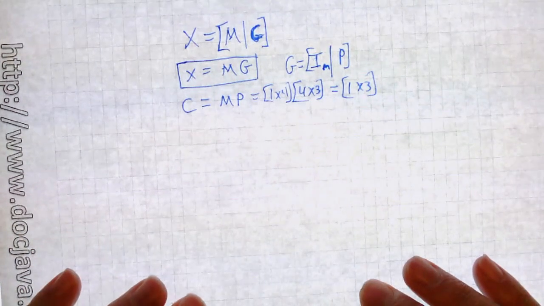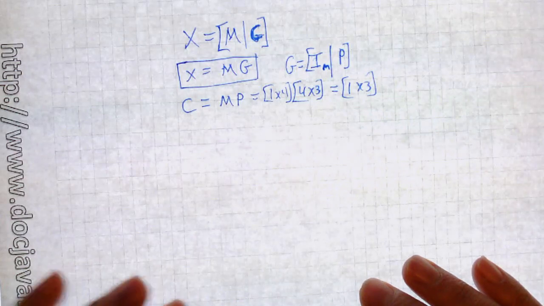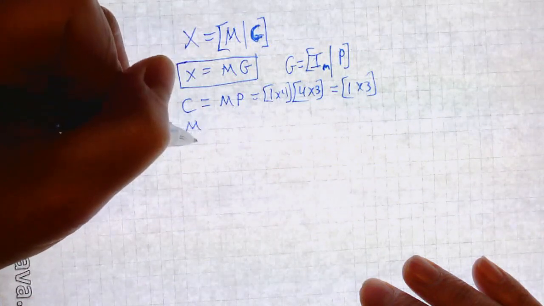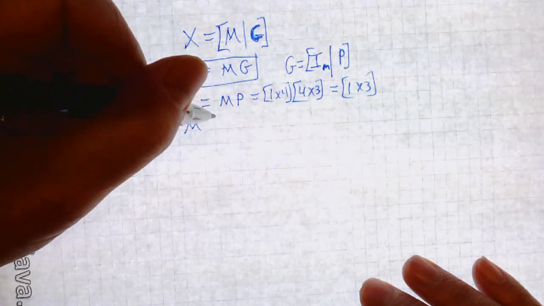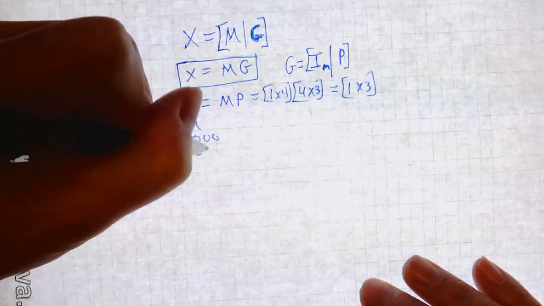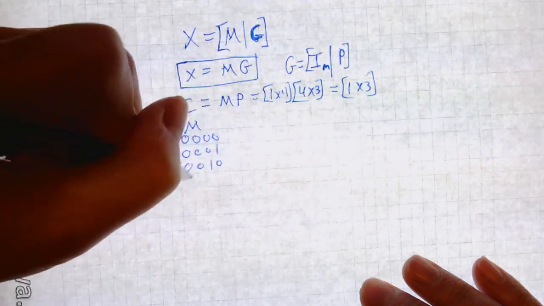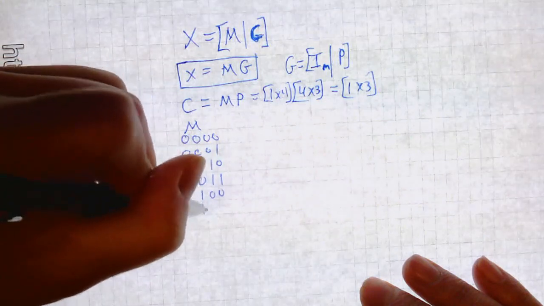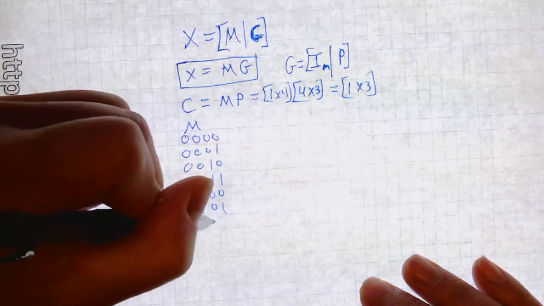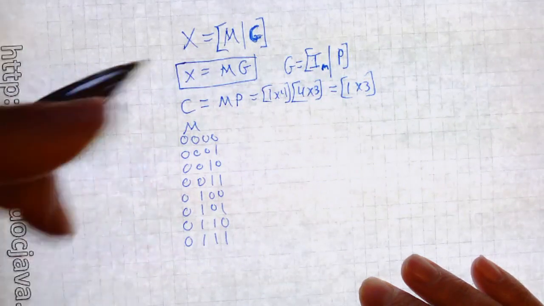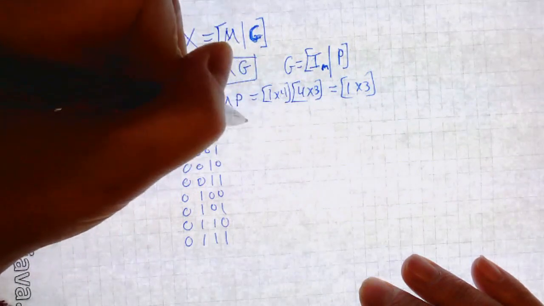So now let's take a look at various messages and various check vectors that we can obtain here. So here's m, and what we'll do is we'll create a series of messages. And for each one of these messages, we'll use a check vector.